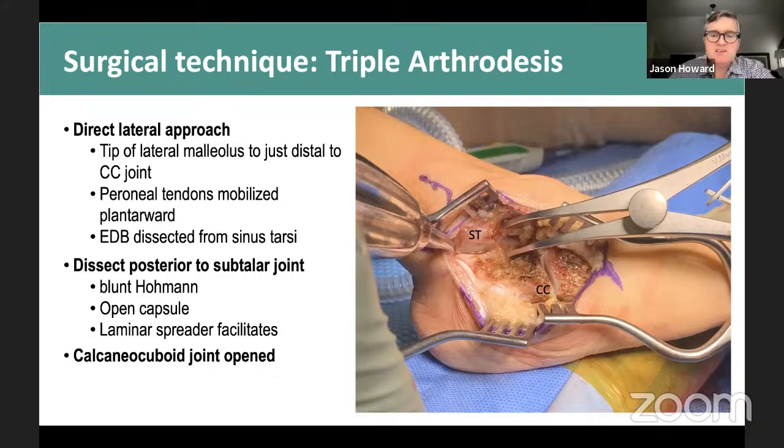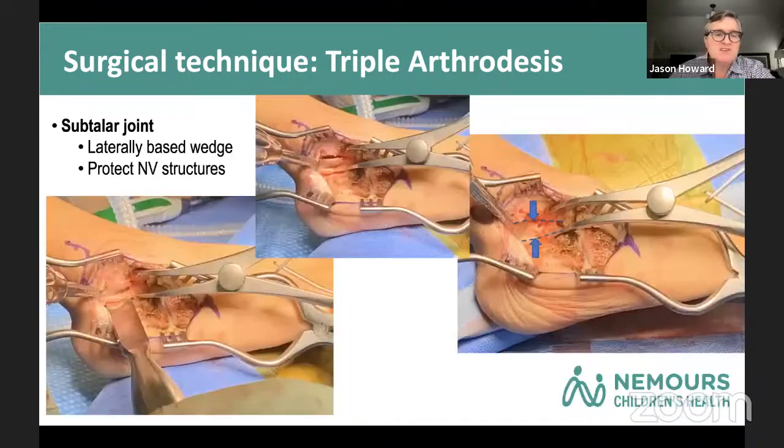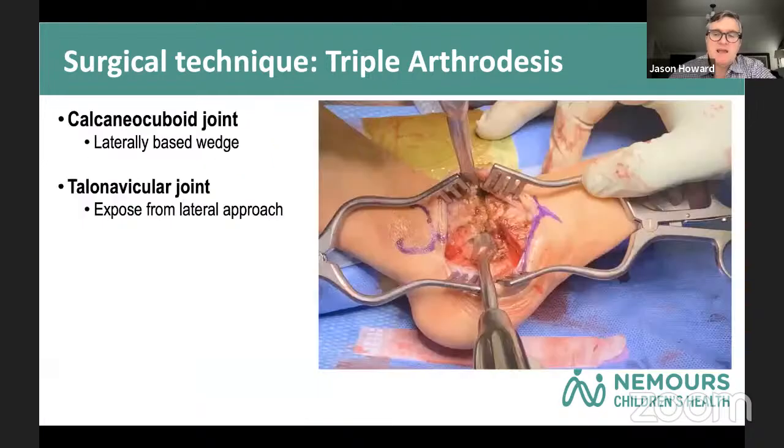So we identify these joints, and we take out wedges according to what we need to do. At the subtalar joint, you can see we're taking out a wedge with a base laterally, so I can bring that hindfoot into valgus from its varus position and close it down. Here's the talonavicular joint. Again, this also needs a laterally based wedge.